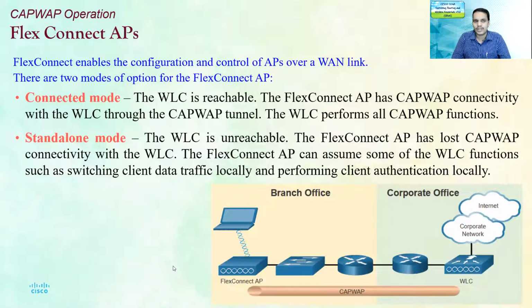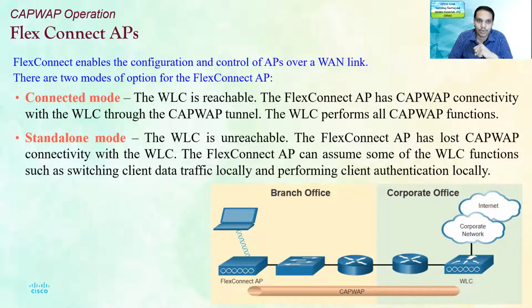In this, we also come across something called FlexConnect APs. FlexConnect enables the configuration and control of APs over a WAN link. There are two modes of operation for the FlexConnect AP. The first one is the connected mode, where the WLC is reachable. The FlexConnect access point has CAPWAP connectivity with the WLC through the CAPWAP tunnel. The WLC performs all the functions.